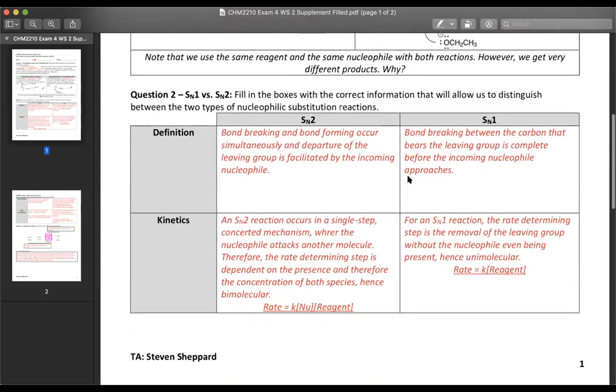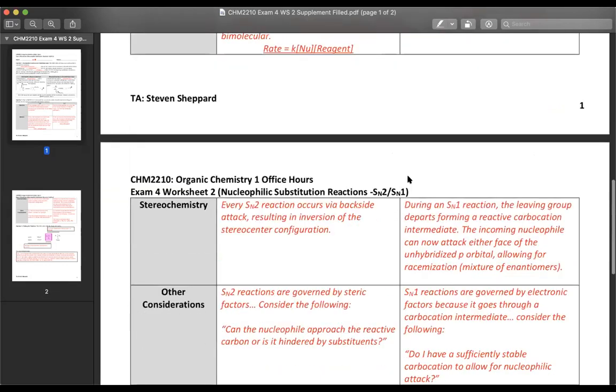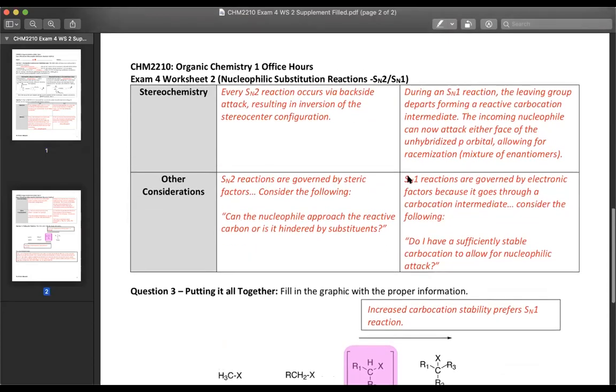Okay, so question 2. This is just talking about the difference between the definitions, the kinetics, things like that. Okay, so everyone gets that for a second. All right, and then we have more of that, so stereochemistry and other considerations that we want to talk about.